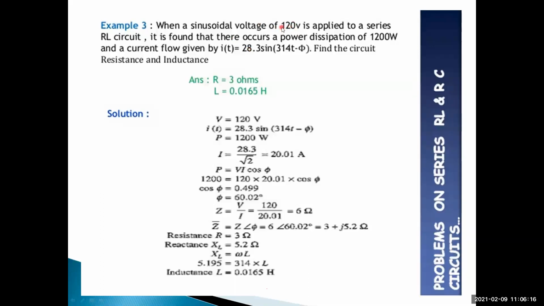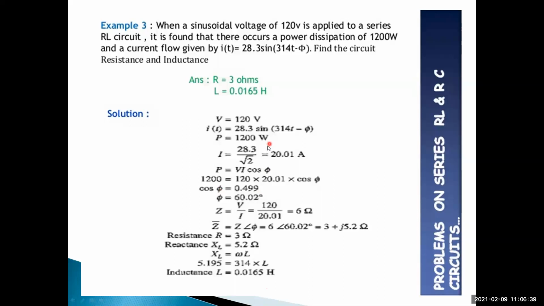The voltage is not in the form of an equation. V of t is equal to Vm sin omega t is not given like that. Directly the voltage is given, that is called the RMS value. So VRMS is 120, IRMS is 20.01, and cos phi is equal to 0.9.